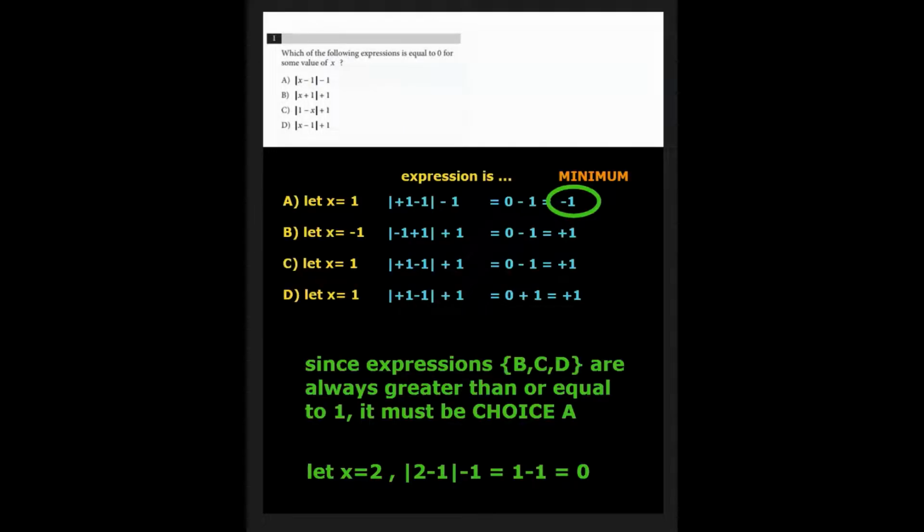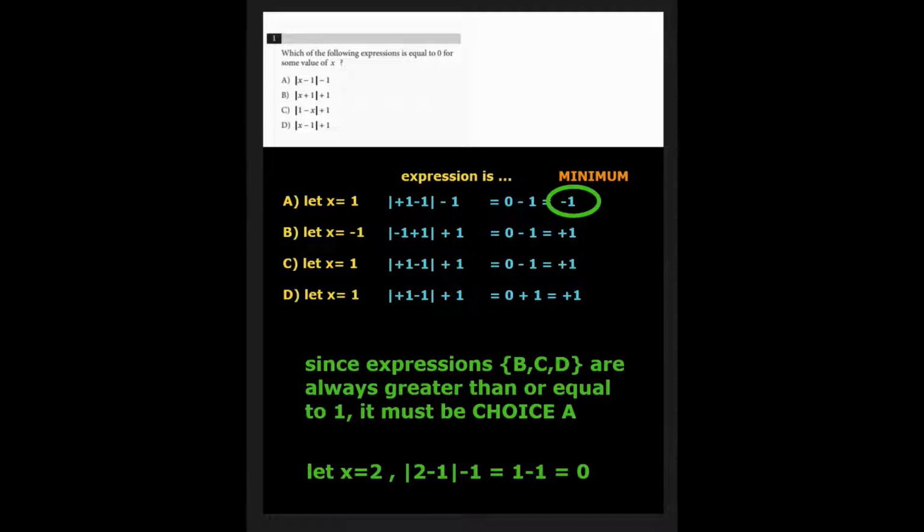But if you look at the absolute value term, the least that can be is 0. That would be the smallest distance back to 0. So what we can do is figure out which values for x will make the absolute value expression equal to 0. For A, that would be 1. For B, -1. C, it would be 1. And for D, it would be 1. Then the first term of each of these expressions will equal 0.